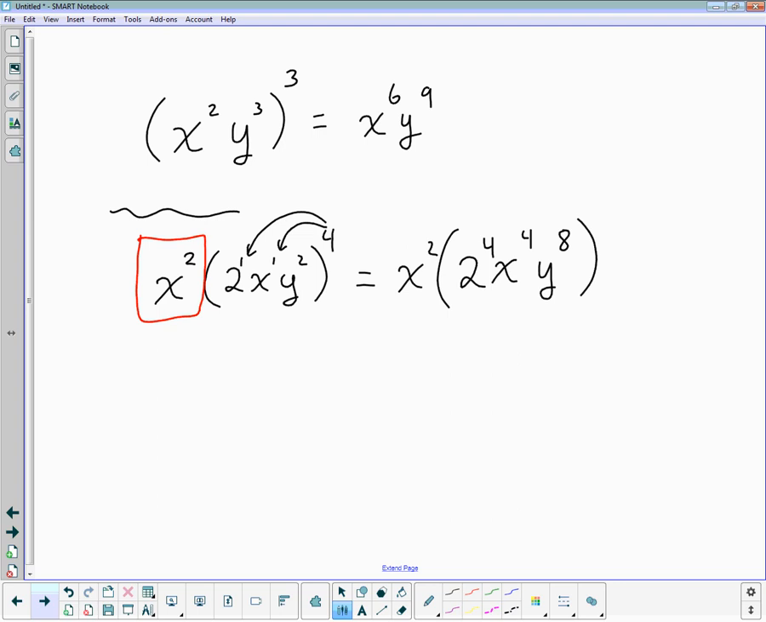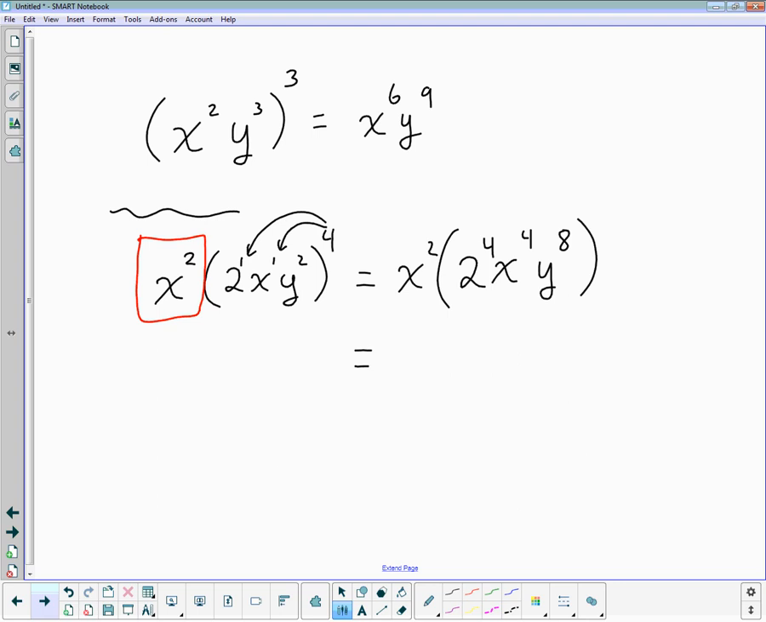Okay? So, I've dealt with my exponent. I've got nothing to do inside the parentheses anymore. I'm good. Now I can drop my parentheses because there's nothing else going on in there and everybody's multiplied.